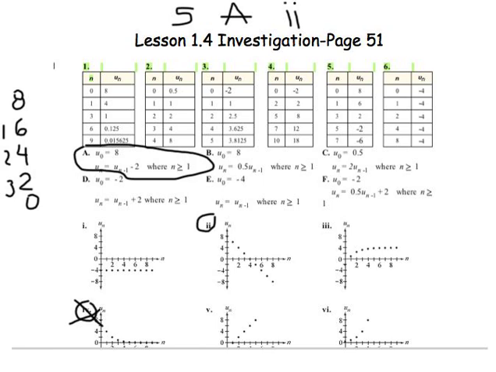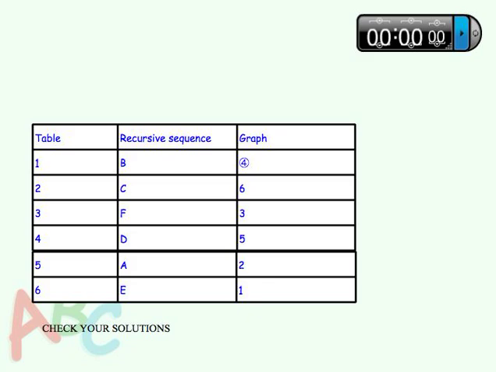Pause the video and try a couple more, and then press play again to see if what you have matches what I have. So here's the solution for the investigation. Table 1 goes with recursive sequence B that goes with graph number 4. And again, please pause to check your solution.